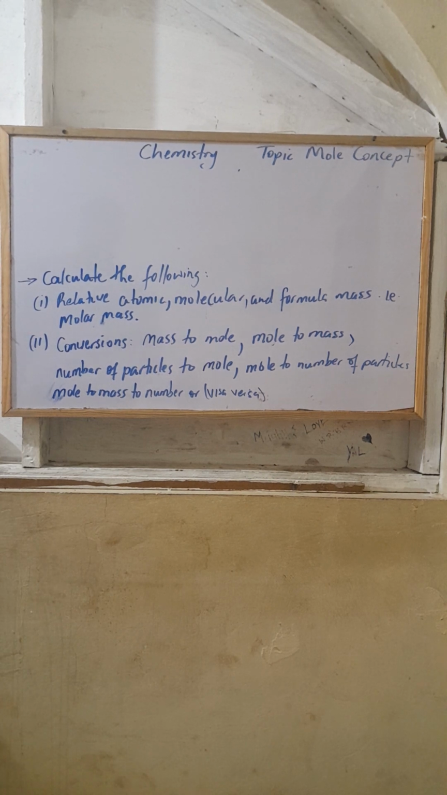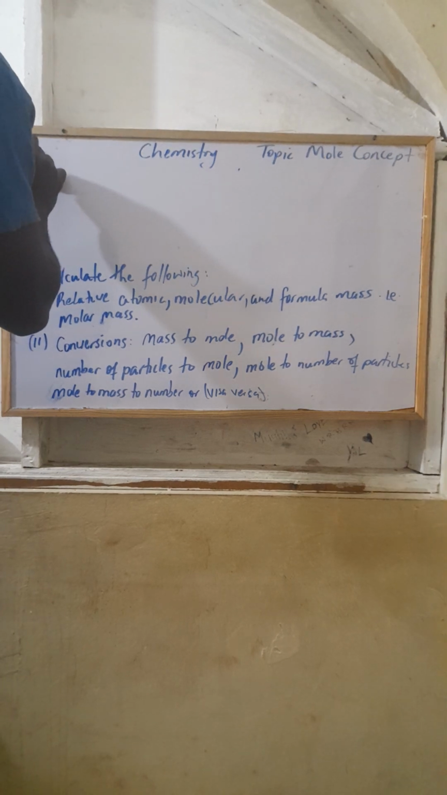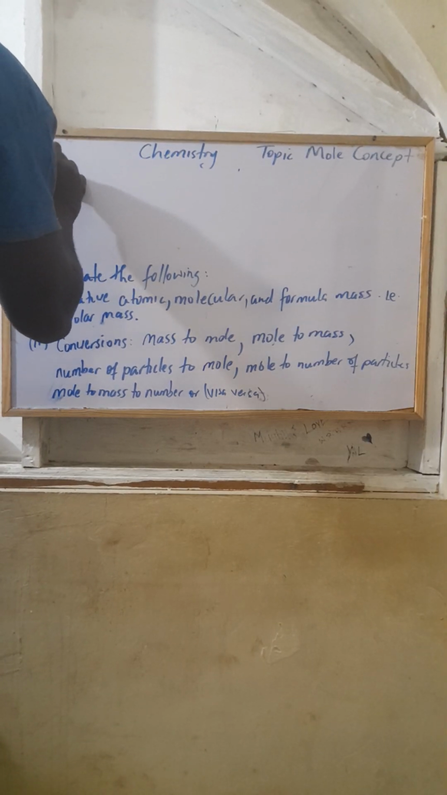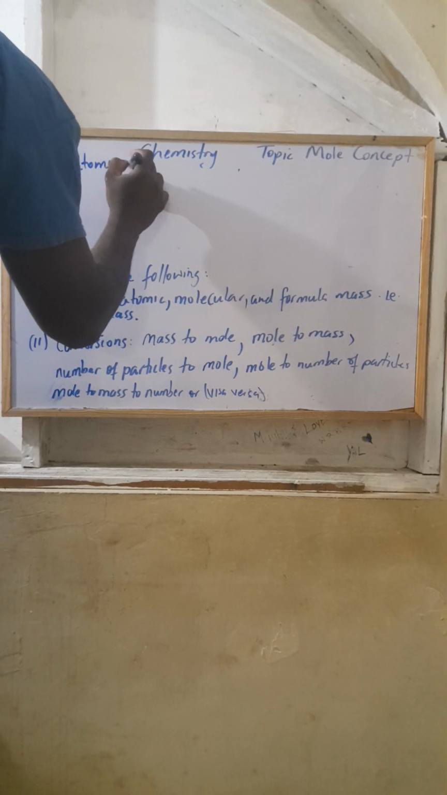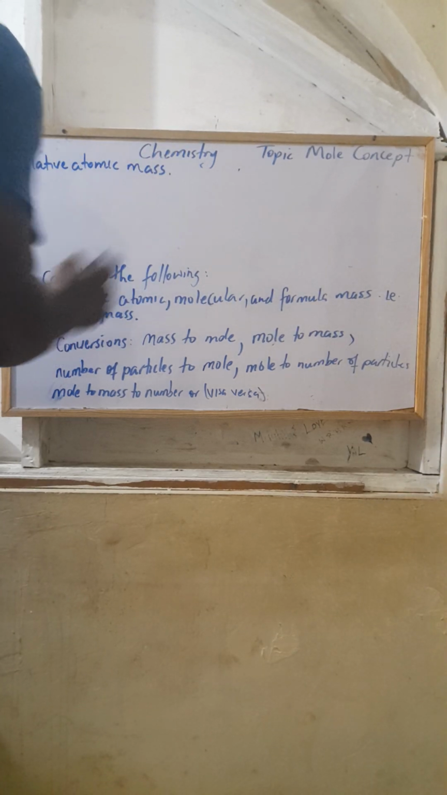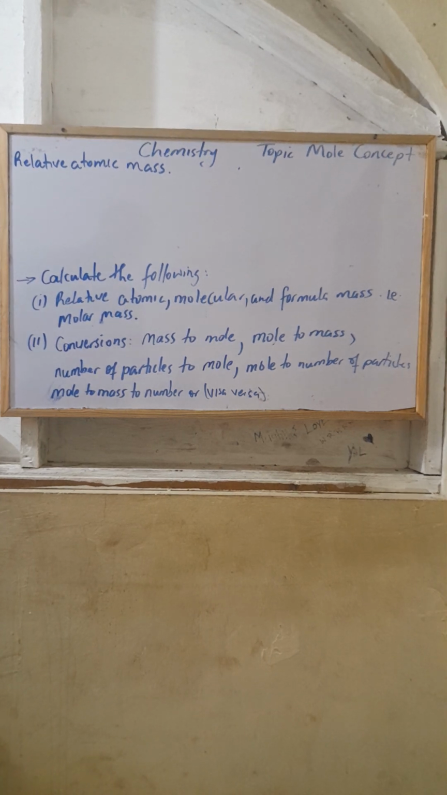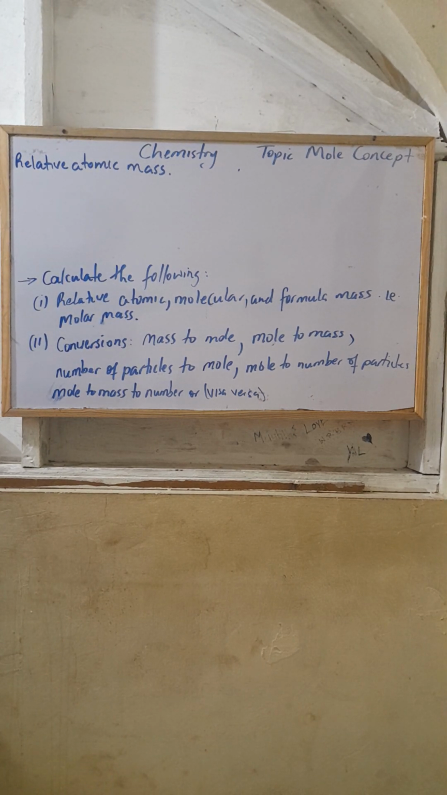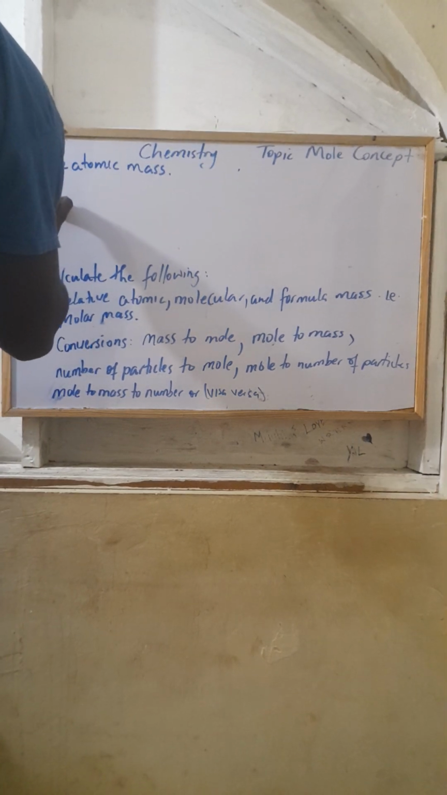All right, so our next objective is to calculate the following. Relative atomic mass. That's the first one we're going to look at. Now, earlier I said when we speak of relative atomic mass, then we're talking about the molar mass of an element. All right, my favorite example is sodium.